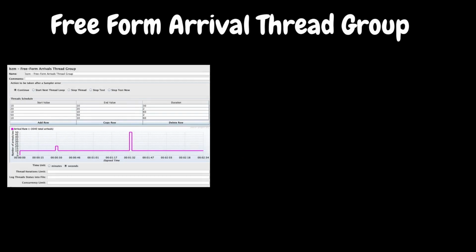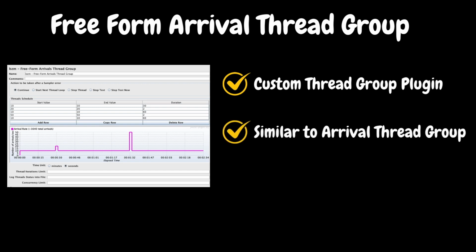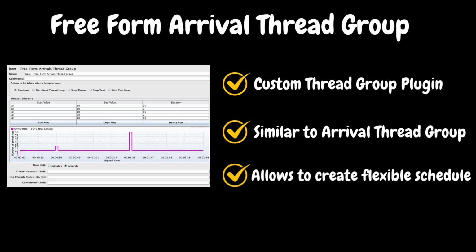Okay. Next one, freeform arrival thread group. This is also available through the custom thread group plugin. So if you want to use this thread group, then we need to install the plugin first. Okay. This is basically exactly the same as the arrival thread group, except it excludes the arrival thread configuration such as ramp up time and ramp up steps count. This element allows us to create a flexible schedule in comparison with the arrival thread group element.